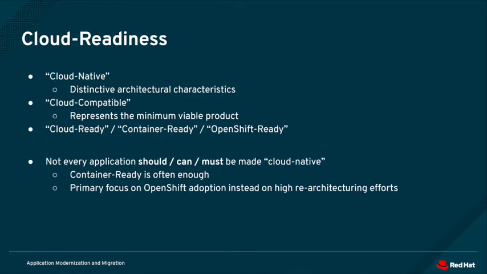And cloud ready is something which you could lift and shift, and it has eventually become cloud ready. However, the most important part is to understand that not every application should or can or must be cloud native. Container ready is often enough. So you may modify a certain application by changing its runtime, or just lifting and shifting it, and make it container ready. However, the primary focus of container platforms like OpenShift is adoption instead of high re-architecting effort, so that you have a quick entry point, gain on the success, and then eventually expand on that.